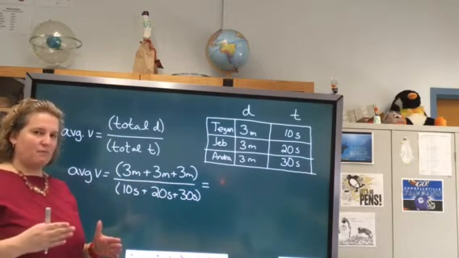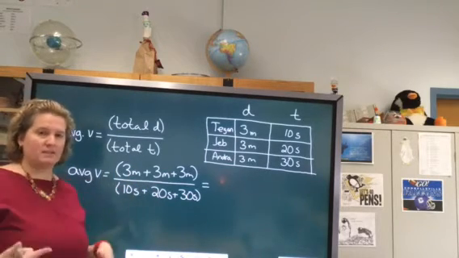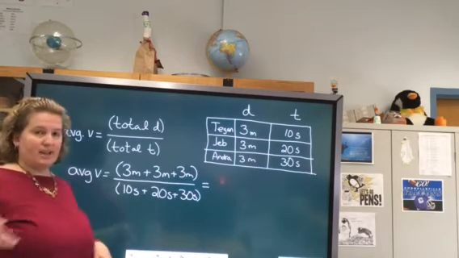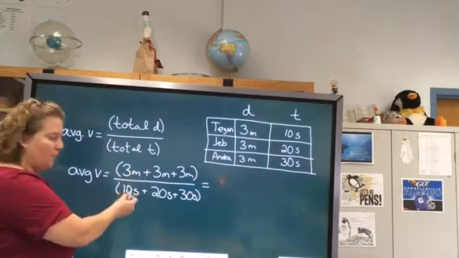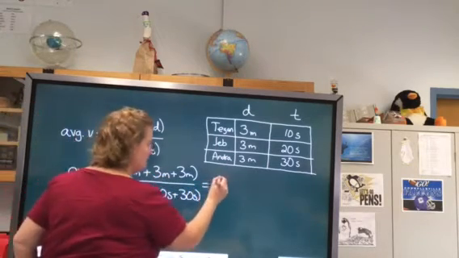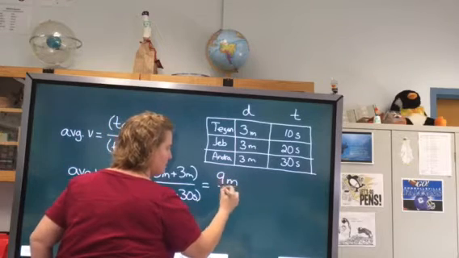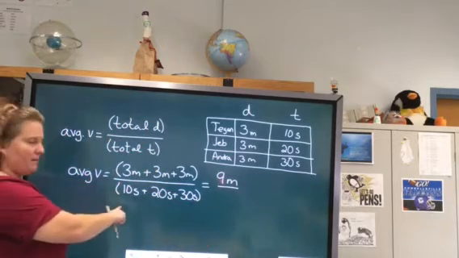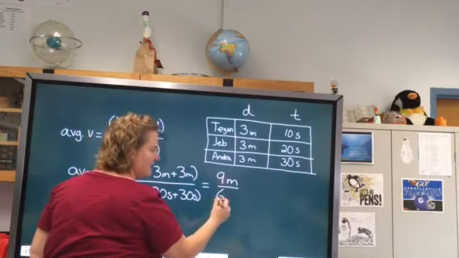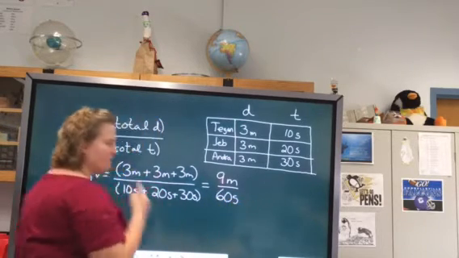For the second step of work, show me that you did what's in parentheses first. Show me that you totaled these things up. You can use a calculator if you need to. On top, we have 3 plus 3 plus 3, so that would be 9. So 9 meters divided by, on the bottom, 10 plus 20 plus 30. That sounds like 60 seconds to me.